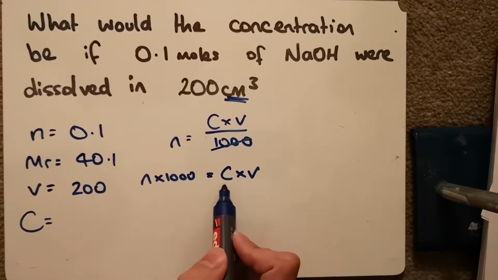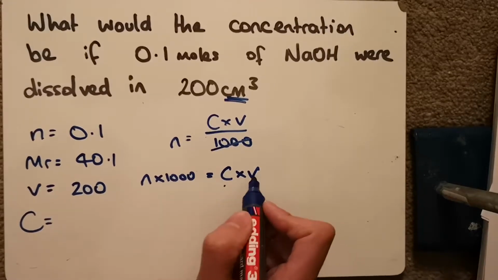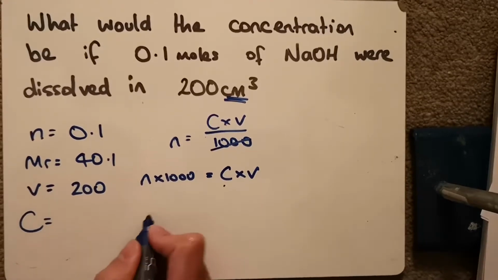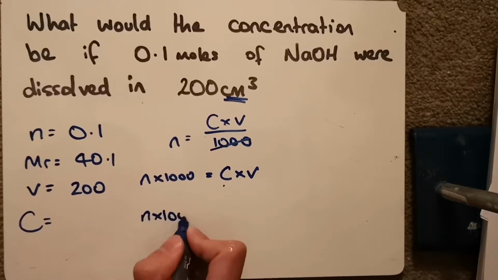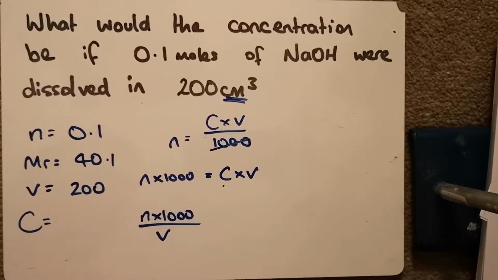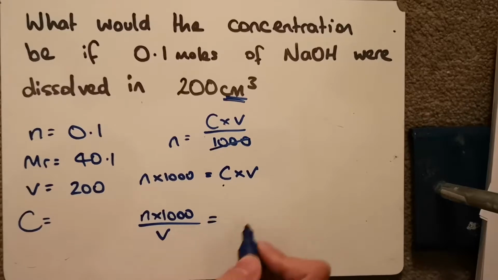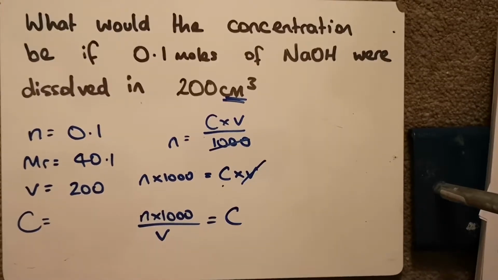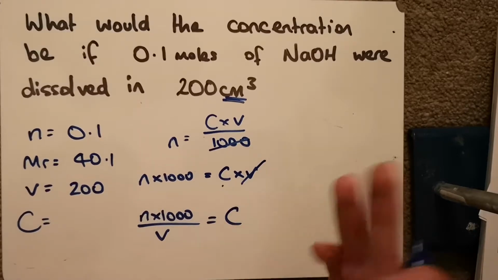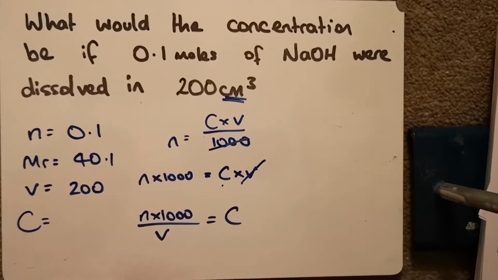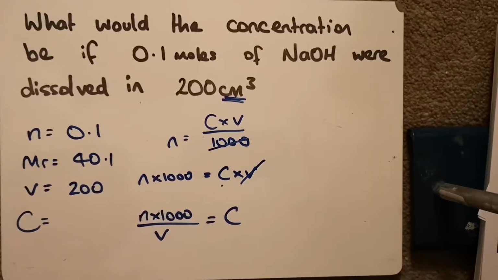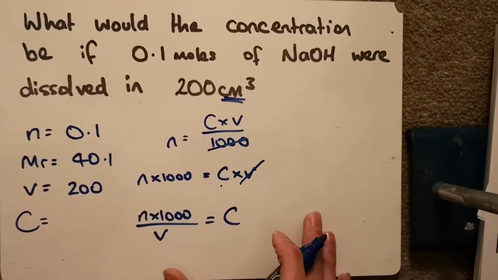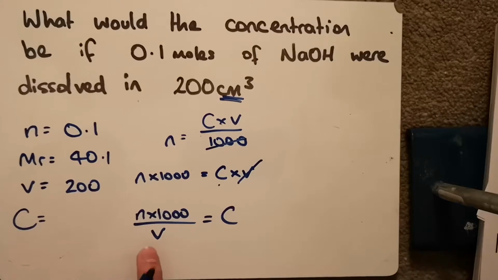I want C as the subject, so I can divide both sides by V. Divided by V equals C, because that V gets cancelled out if I divide by V and times by V, it just cancels each other out. So that is now my new equation: C equals N times 1,000 over V, if the volume I have is in centimetres cubed.